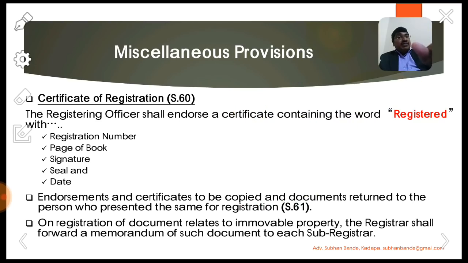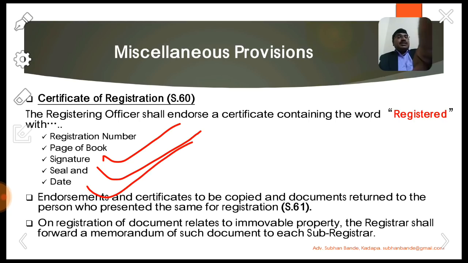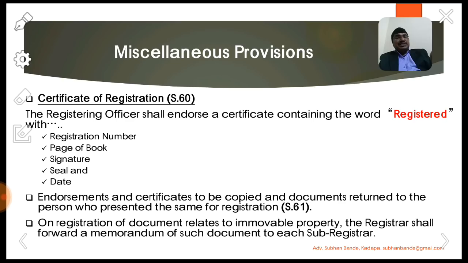on the document along with the registration number, and the page number in the book where he registered such document. If he recorded such particulars in book number 1, 2, 3, 4 or 5, the number and the page number of such book should be recorded in the certificate of registration. The signature of the registering officer, his seal, and the date of registration. These are the contents of the certificate of registration as under section 60.